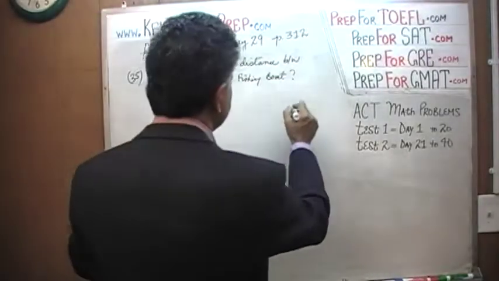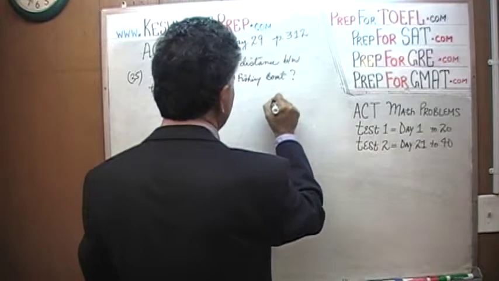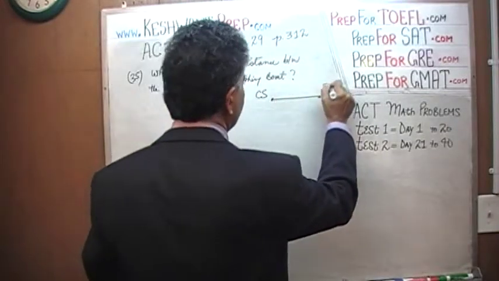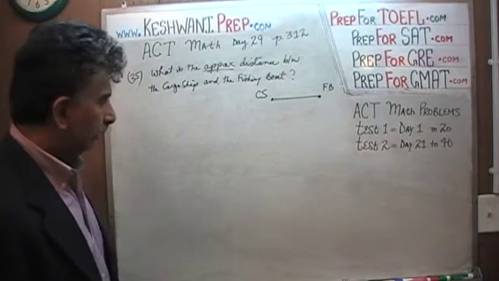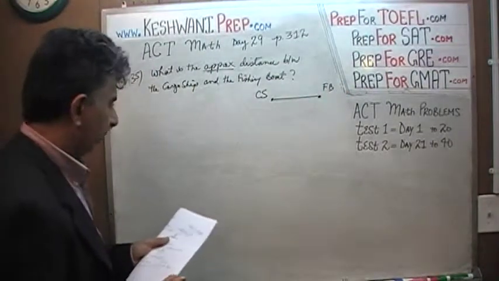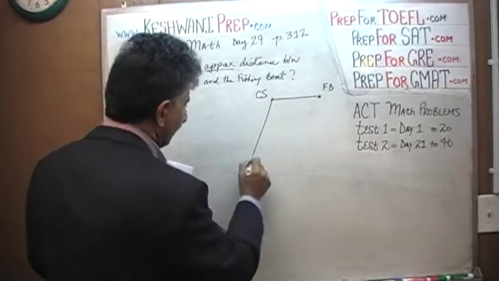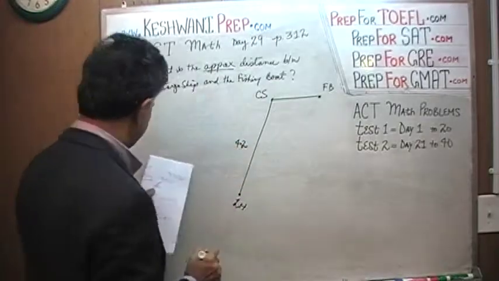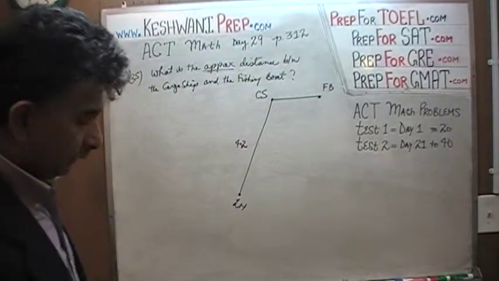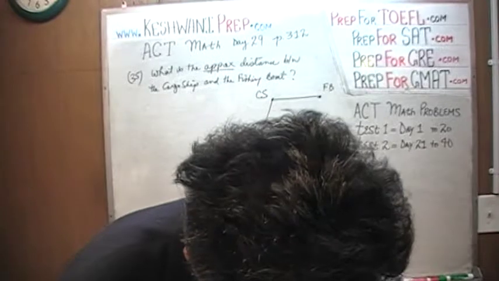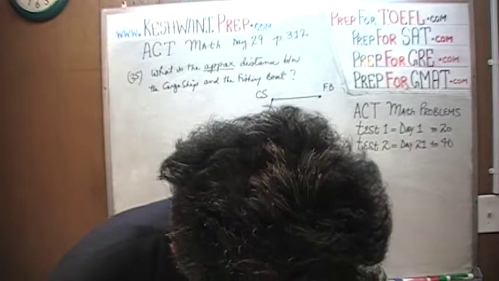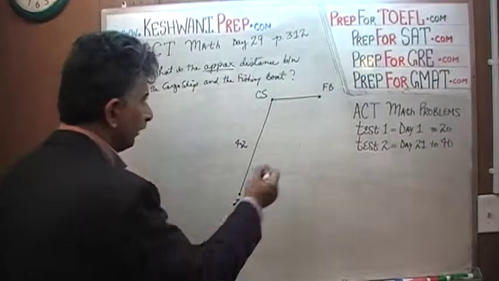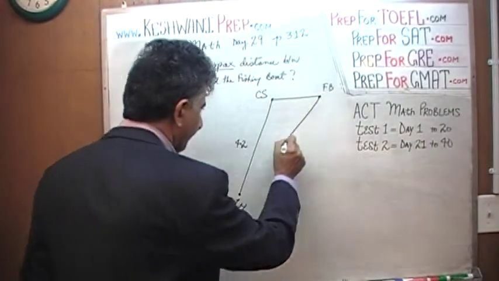So here's the picture. Here's our cargo ship. Here's our fishing boat. And we are told that the distance from the cargo ship to the lighthouse, here's our lighthouse here, this distance is 4.2. We are also told that the distance from the lighthouse to the fishing boat is 5 miles.